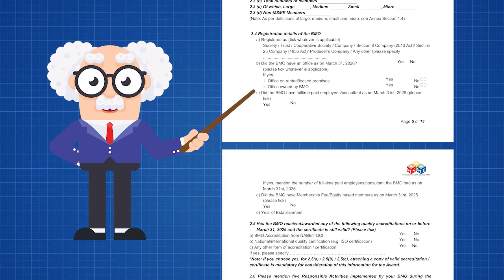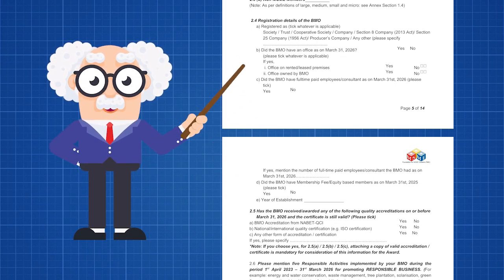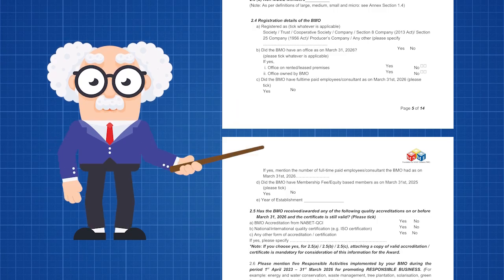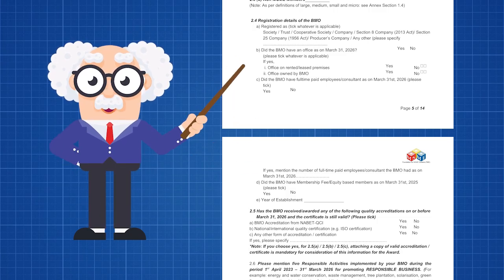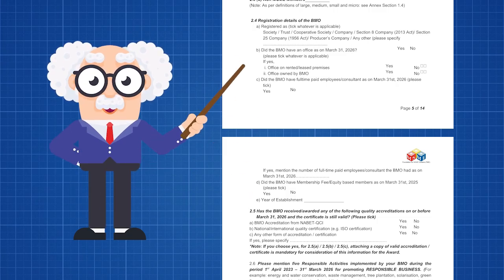Point 2.4, registration details of the BMO. In Part A, tick how your BMO is registered. Society, Trust, Cooperative Society, Company, Section 8 Company under the 2013 Act, Section 25 Company under the 1956 Act, Producers Company, or if none of these apply, tick any other and specify.